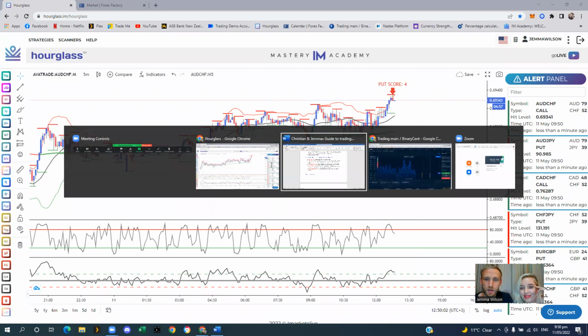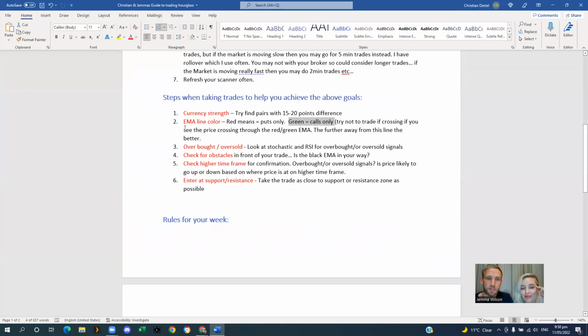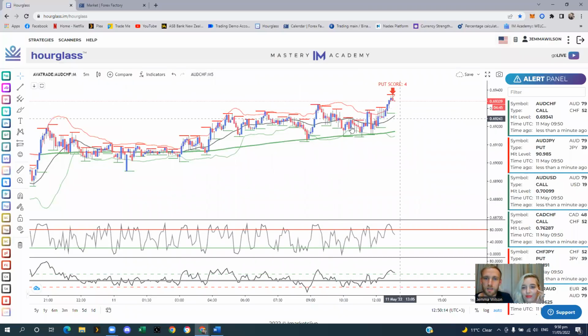Okay. So those are the first 2 steps, and these 2 steps are going to ensure that you are definitely trading with the trend. Number 3 is you're trying to basically trade reversals, pullbacks.